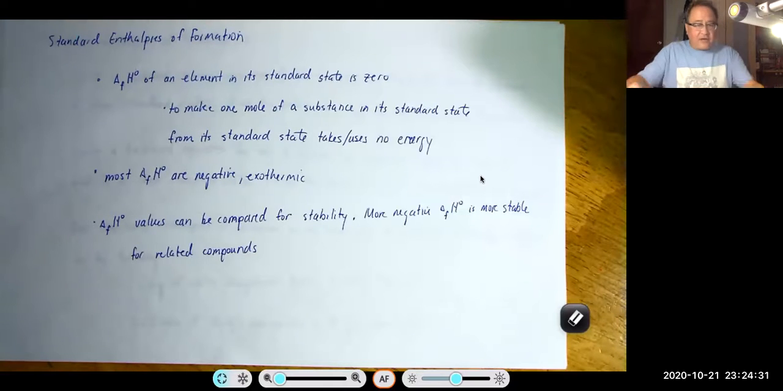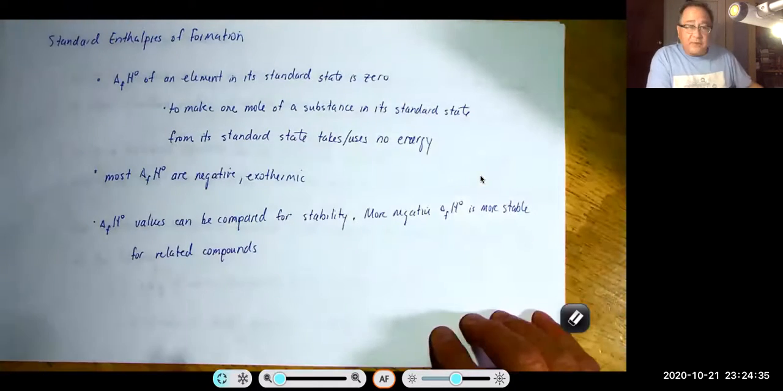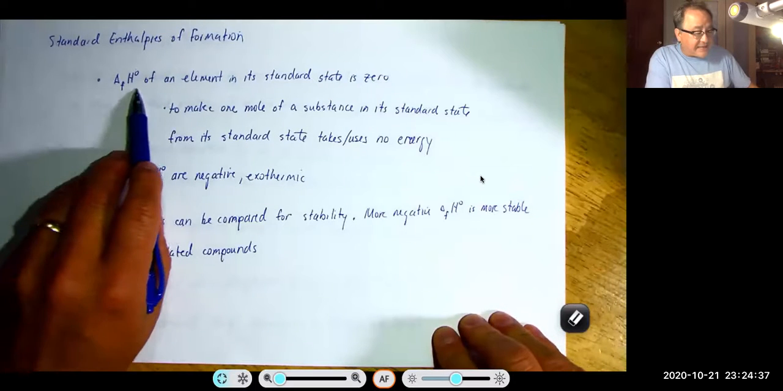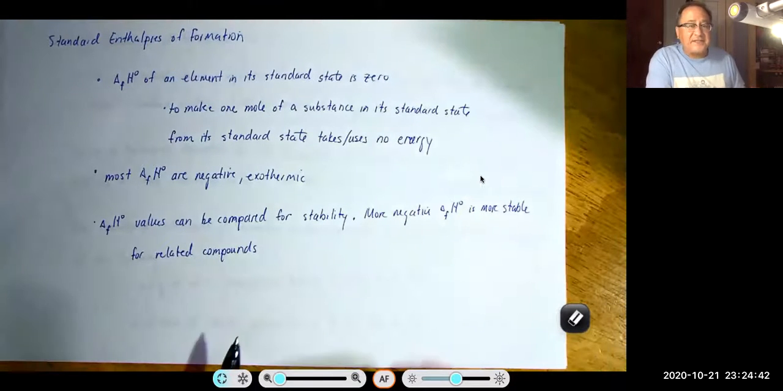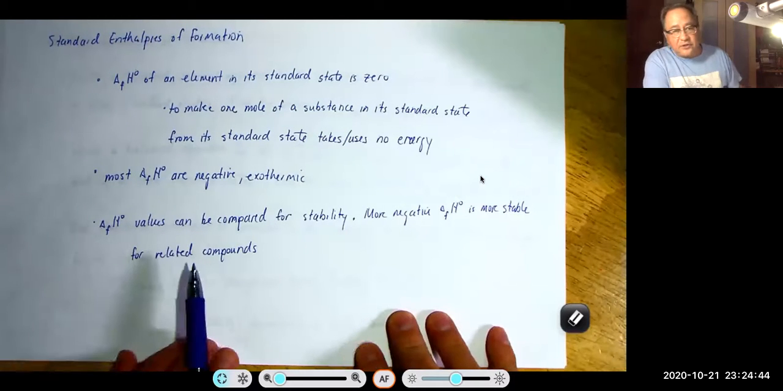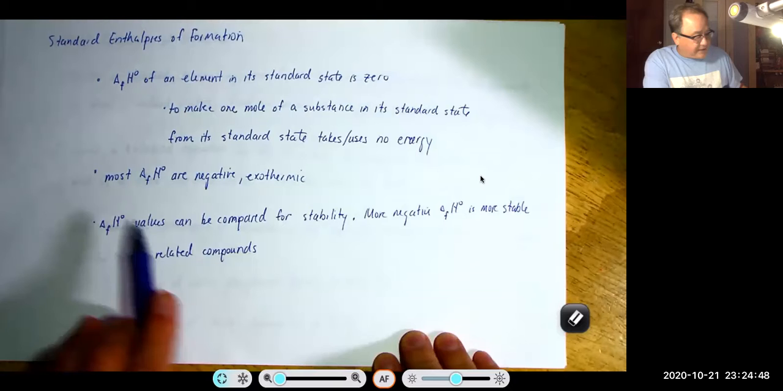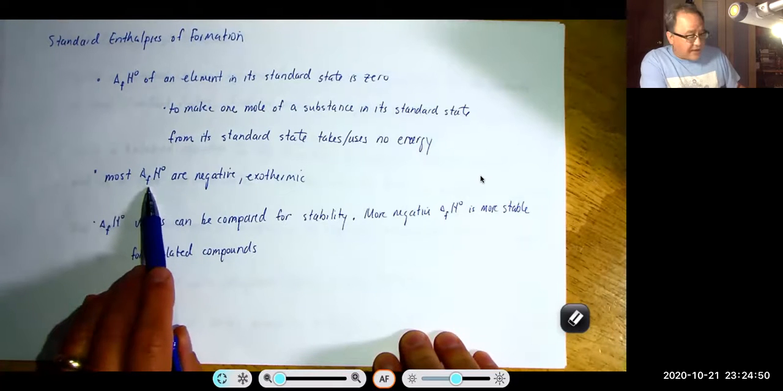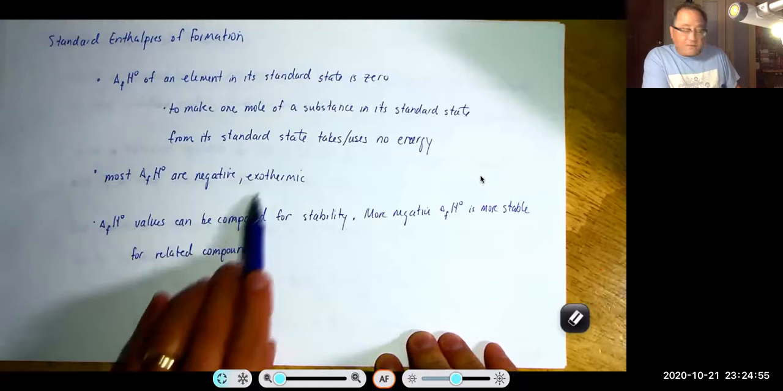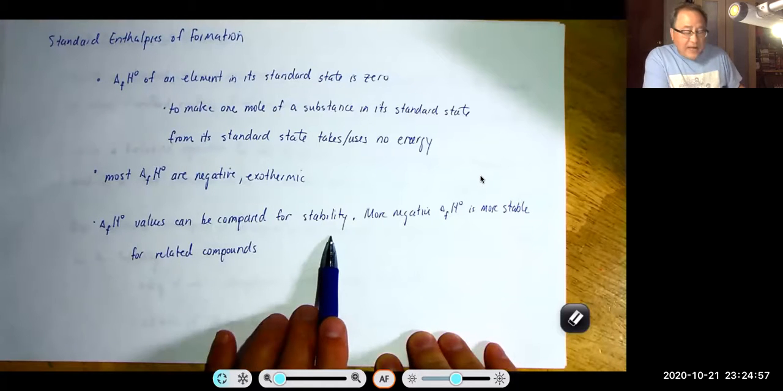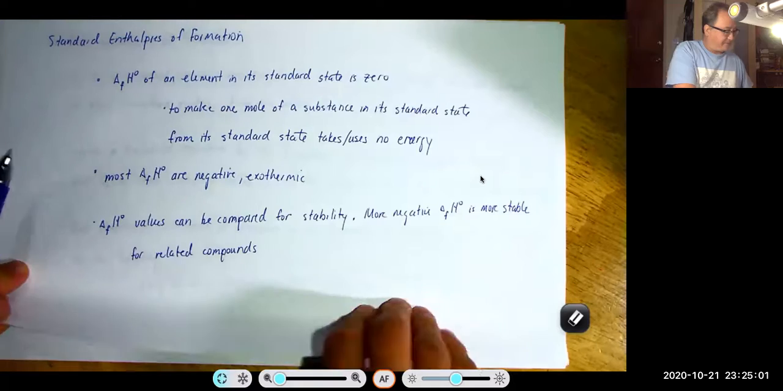Okay, here are some things that you want to know about standard enthalpies of formation. The standard enthalpy of formation of an element in its standard state is 0. So that means to take an element in its standard state and to turn it into its standard state takes no energy. Most enthalpies of formation are negative, which means they're exothermic. And these values can actually be compared for stability. The more exothermic it is, the more stable it is for related compounds.